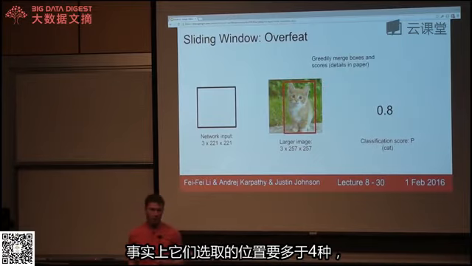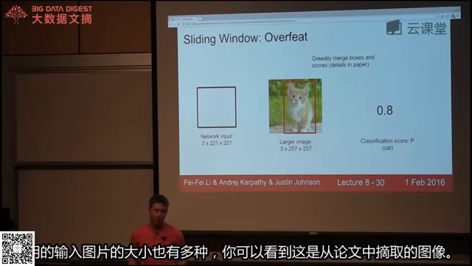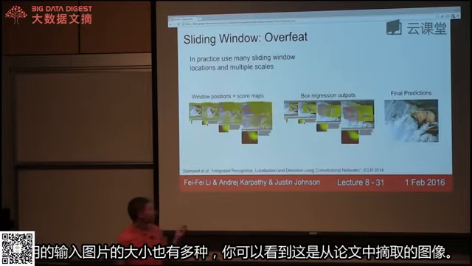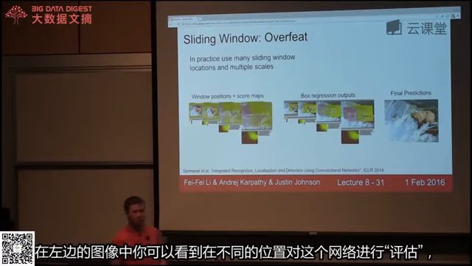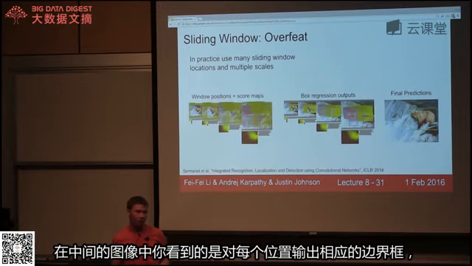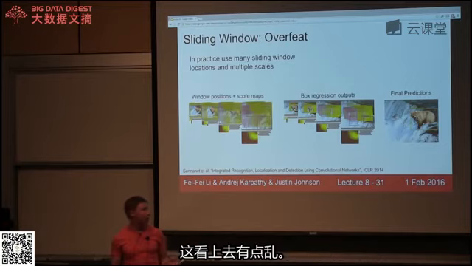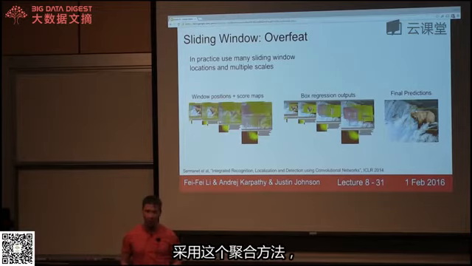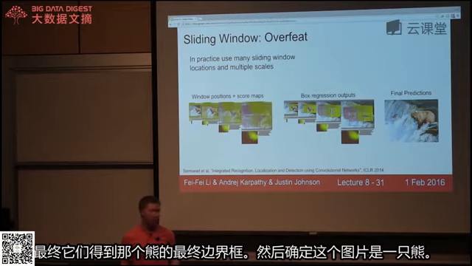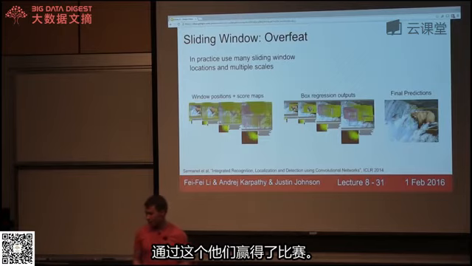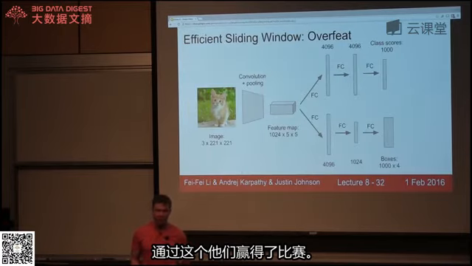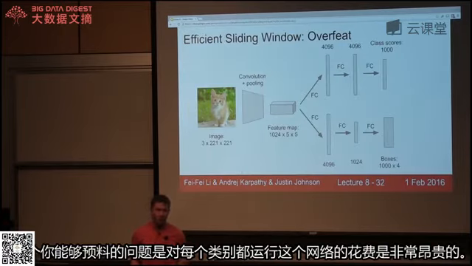But in practice, they use many more than 4 image locations, and they actually do multiple scales as well. You can see this is a figure from their paper. On the left, you see all the different positions where they evaluated this network. In the middle, you see those output regressed boxes, one for each of those positions. On the bottom, you see the score map for each of those positions. They're pretty noisy, but they're generally over the bear. So they run this fancy aggregation method, and they get a final box for the bear, and they decide that this image is a bear. And they actually won the challenge with this. But one problem you might anticipate is it could be pretty expensive to actually run the network on every one of those crops.